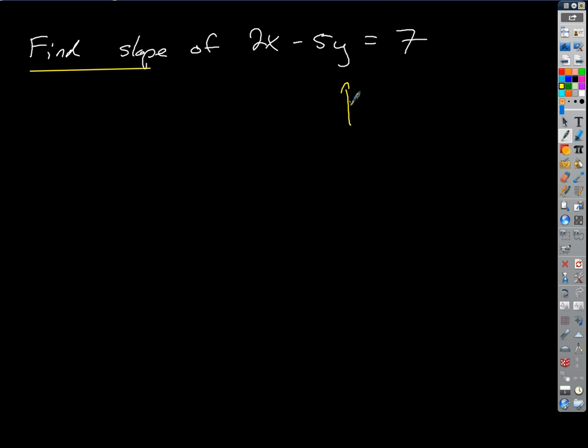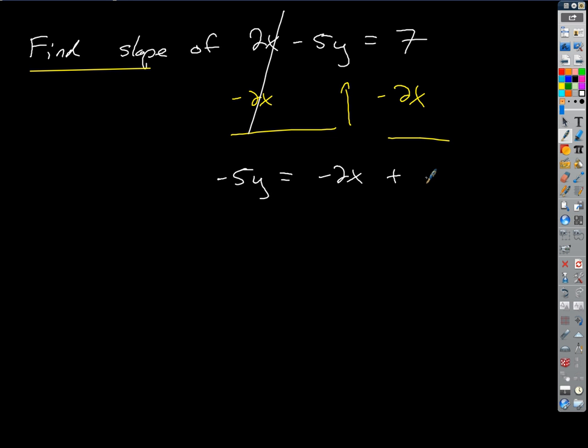Divide by 5. Well, but I got to do them in order. Always. What do I do first? I always add or subtract first when I'm isolating, right? So what am I going to do? Subtract 2x, right? So we'll subtract 2x, and what's that going to give us then? On this side, we're going to get negative 5y equals, now let's put the x term first, negative 2x plus 7.